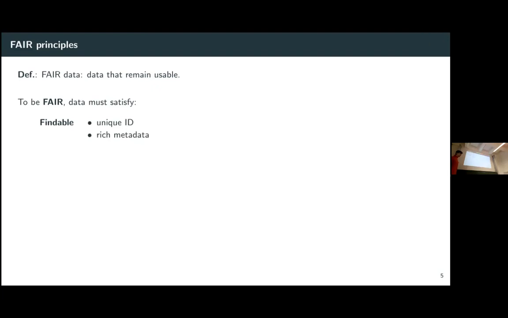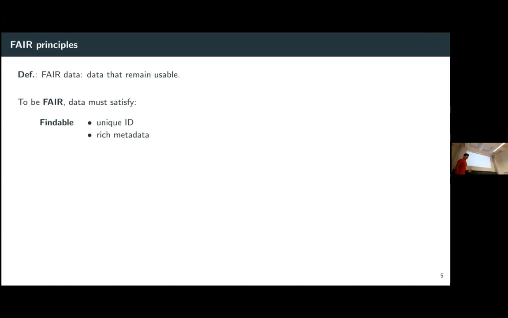For data to be findable, it first has to have a unique global ID. Essentially, you should be able to refer to it in a way that everyone knows what we're talking about. Hey, I'm talking about data X, Y, Z. And it should be clear what data that is. It should not depend on where it's stored or any other factor. It should be a unique ID.